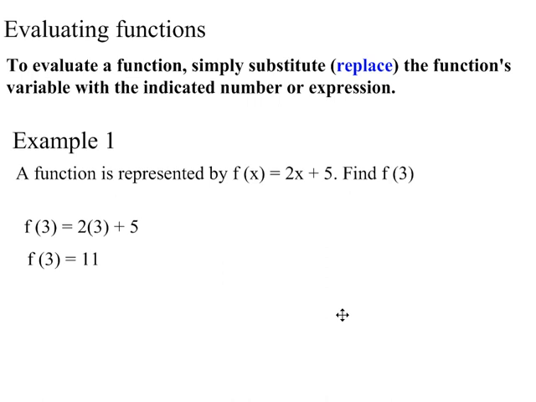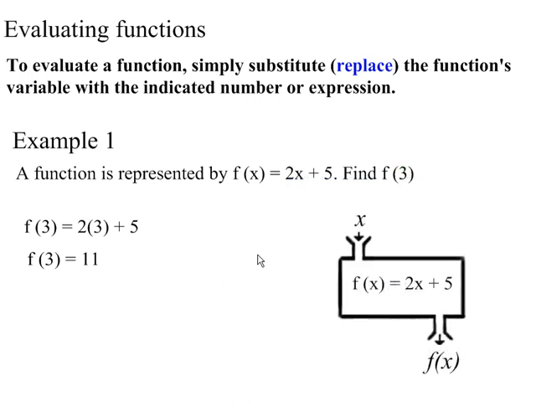Remember, think of a function as a machine. Something goes into the machine. In this case, 3 is going into the machine. And it's going through this process of being multiplied by 2 and having 5 added to it. And it's going to output f of x, which in this case is 11.